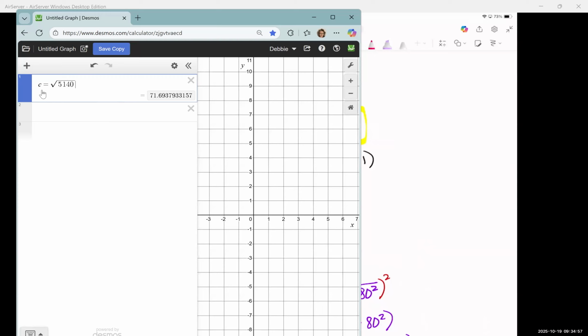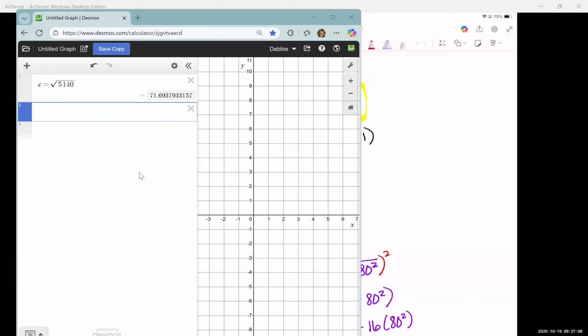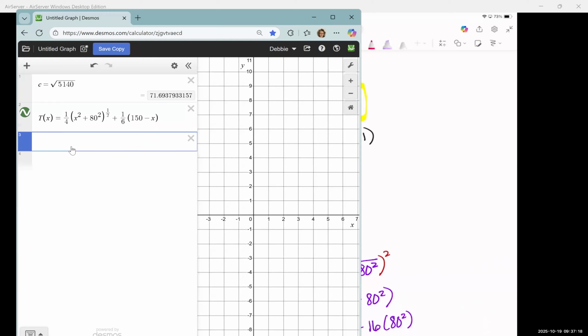So I computed the value. I evaluated the square root of 5120 to have the value of our critical number. This was the x that was our critical number. Remember, that's the base of the right triangle. And then I can just enter the expression for the objective function. That's the function for the total time that we came up with at the beginning of the problem. And then that makes it very easy to evaluate that function at our critical number, which gives us the total time when the total time is minimized.